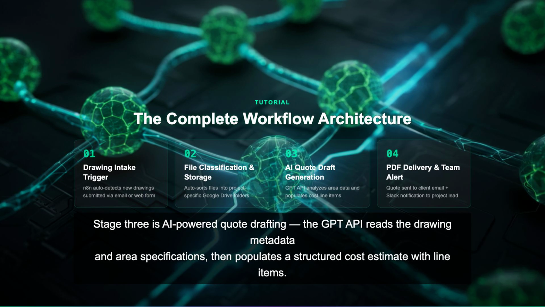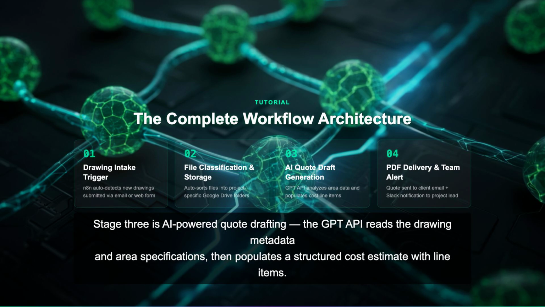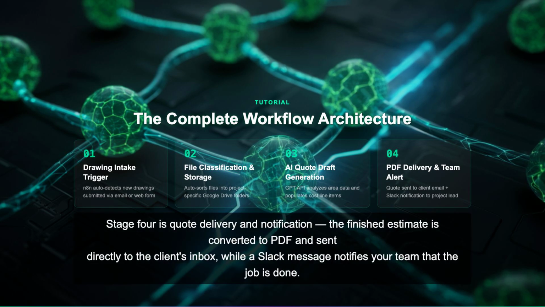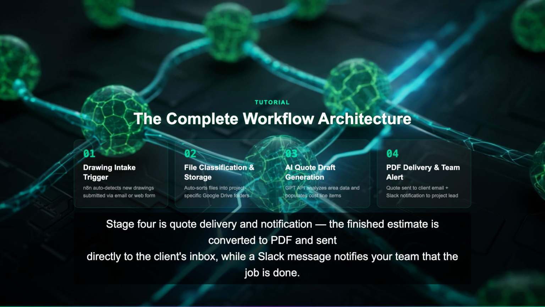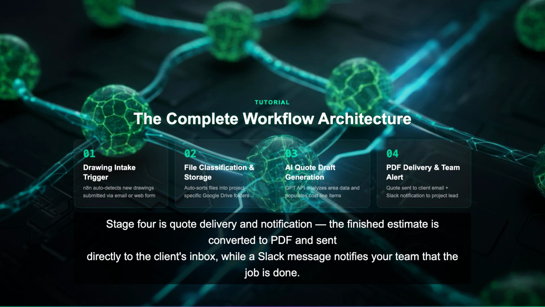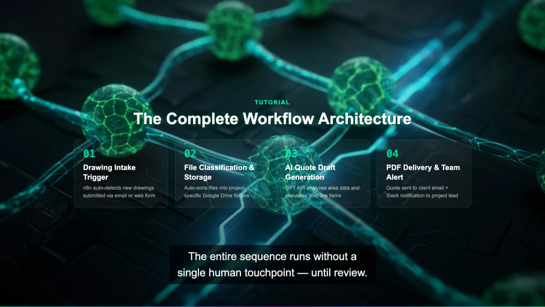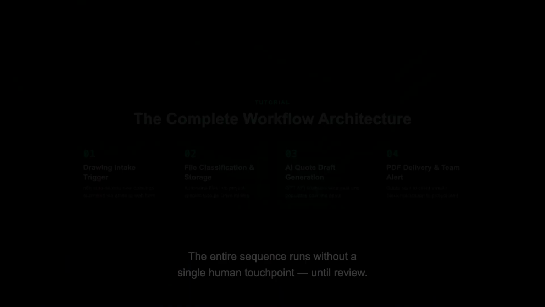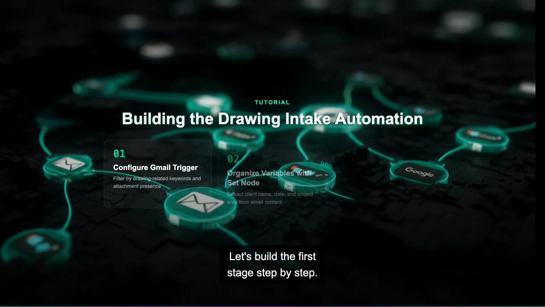The GPT API reads the drawing metadata and area specifications, then populates a structured cost estimate with line items. Stage 4 is quote delivery and notification. The finished estimate is converted to PDF and sent directly to the client's inbox, while a Slack message notifies your team that the job is done. The entire sequence runs without a single human touchpoint until review. Let's build the first stage step by step.